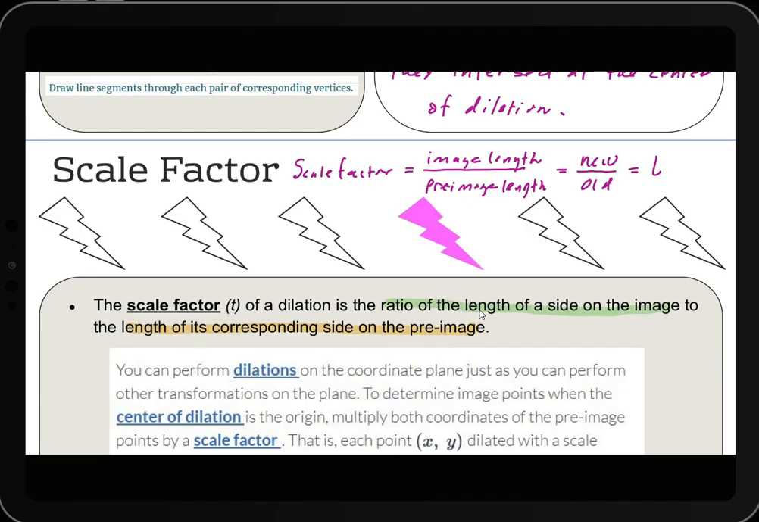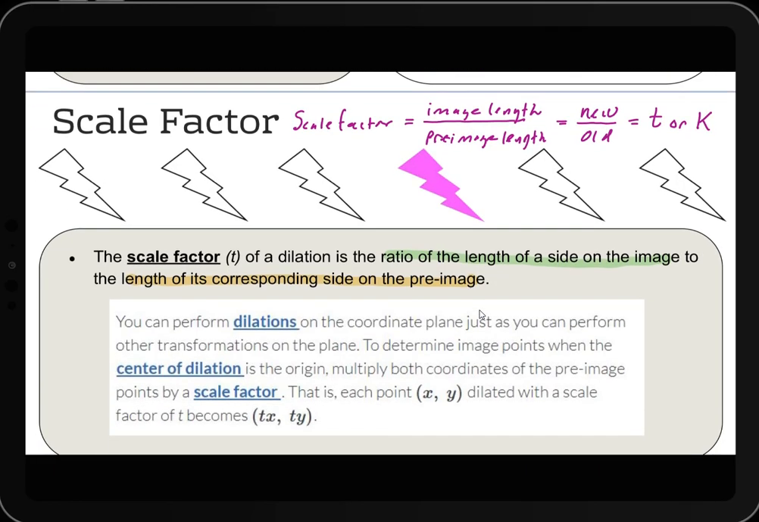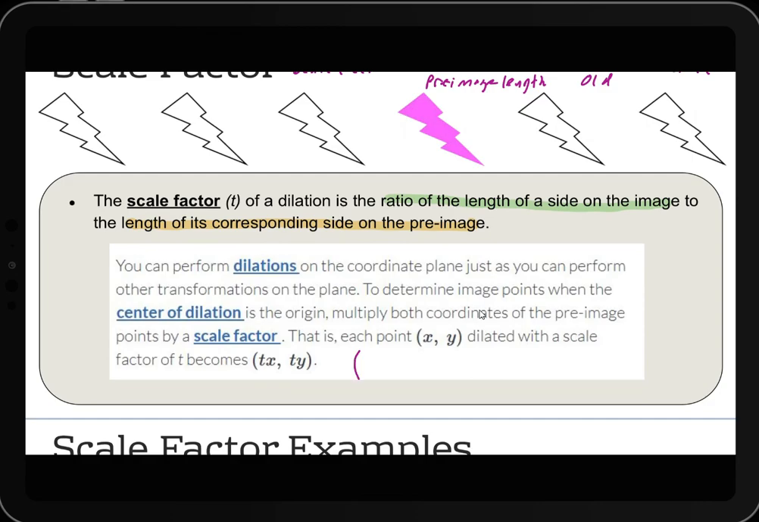And this is going to equal the new divided by the old. Sometimes we let that be the letter T, or sometimes you can see it being written as the letter K. It doesn't really matter. What matters is what it does. And here's what it does. If I have a coordinate for the pre-image and I want to transform that by dilating it, all I have to do is multiply that coordinate by the scale factor. Whether I use the letter K or T is irrelevant, because the scale factor is something I multiply my coordinates x and y by.